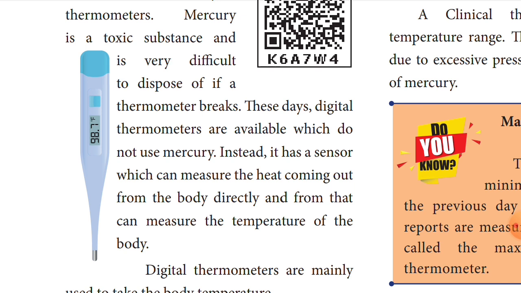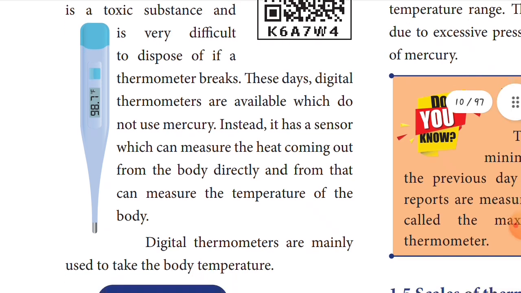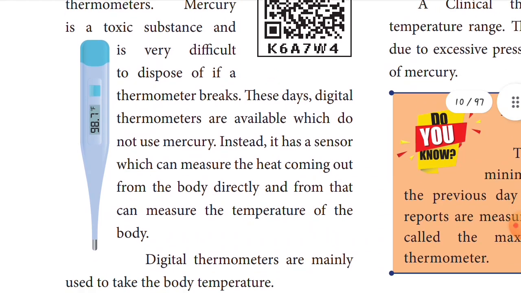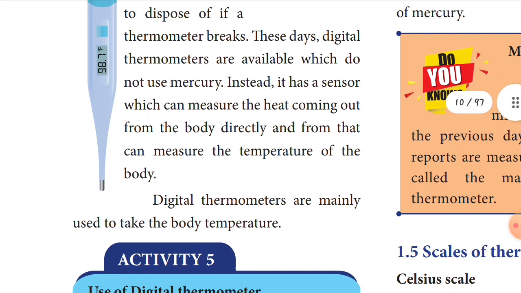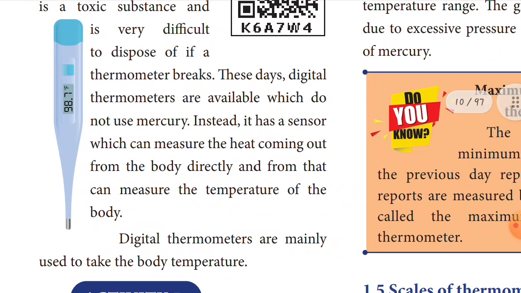See the digital thermometer, 98.7 degrees Fahrenheit. So this is the normal human body temperature, children. Is it clear to you? Yes. So they are showing Fahrenheit. Sometimes it will give Celsius also. Okay. And the digital thermometer is mainly used to take the body temperature only. This is clear to you, children?